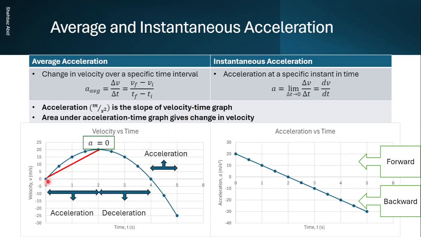So from time equal to 0 to time equal to 2 seconds, the slope of this graph is positive, which means what, the object is speeding up. In other words, the acceleration is positive. When the time is equal to 2 seconds, the slope is equal to 0, which means the acceleration is equal to 0. So we can calculate the slope at these points, and the value of the slope will give us the acceleration, and we can plot an acceleration versus time graph.